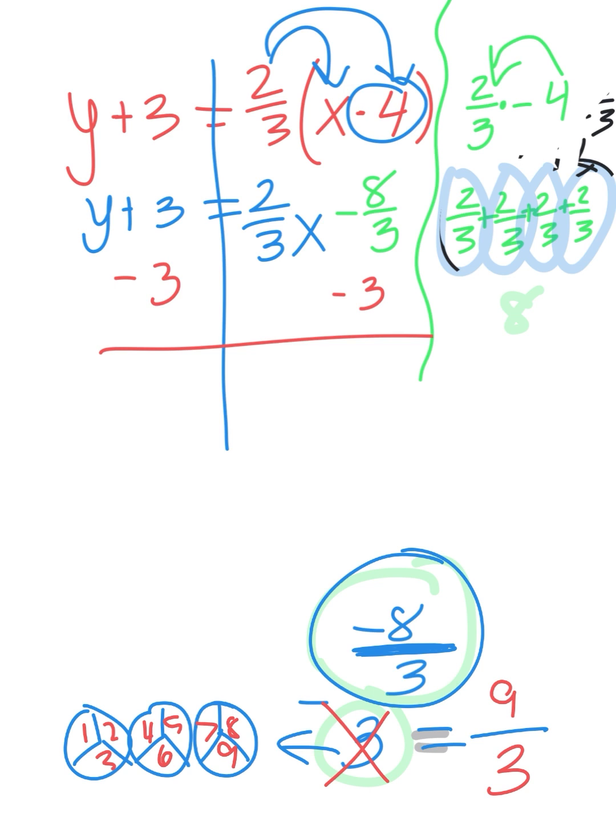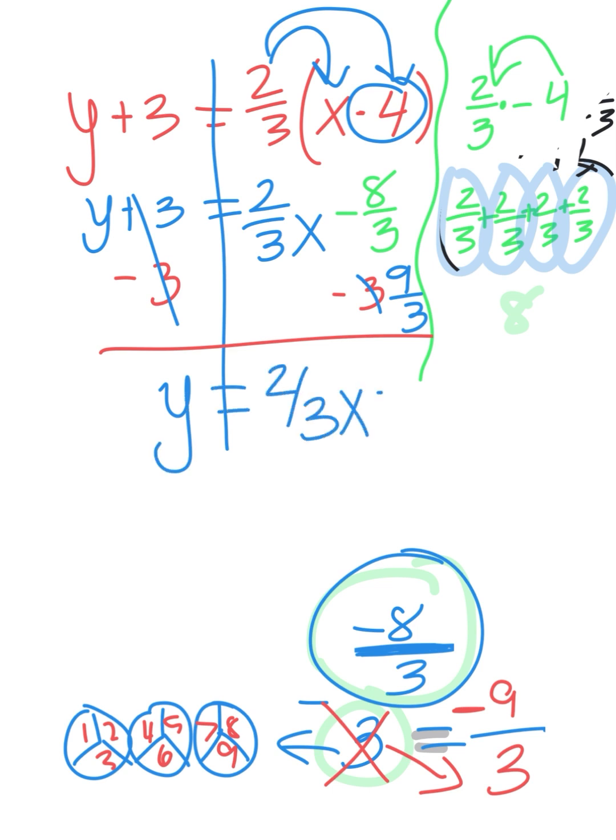So now instead of thinking -3, we're going to minus 9 thirds. Another way you could have done that is 3 times 3, and that would give you that 9. Now I have -8/3, and I'm going to think of this as minusing 9 thirds. So I have -8 minus 9, and that would be -17 thirds, because -8 minus 9 is -17, and they are both over 3, so I write that over 3.